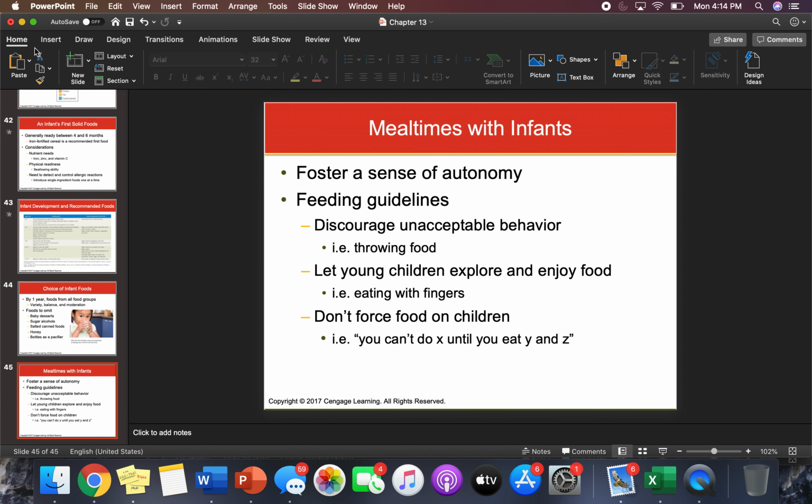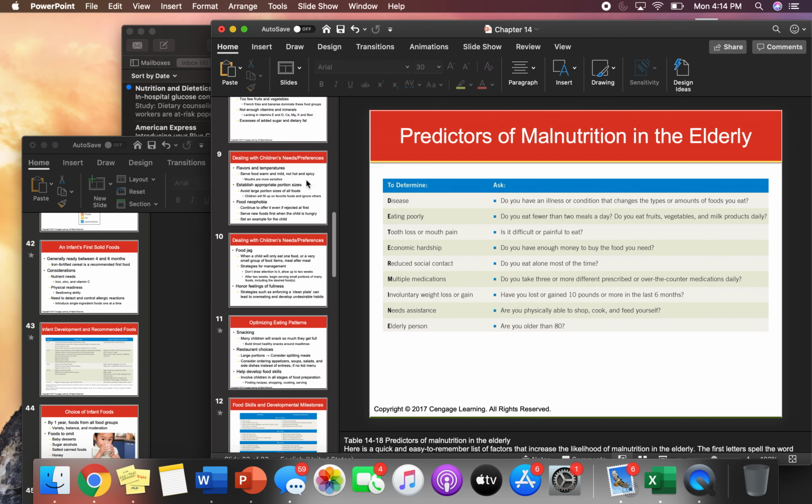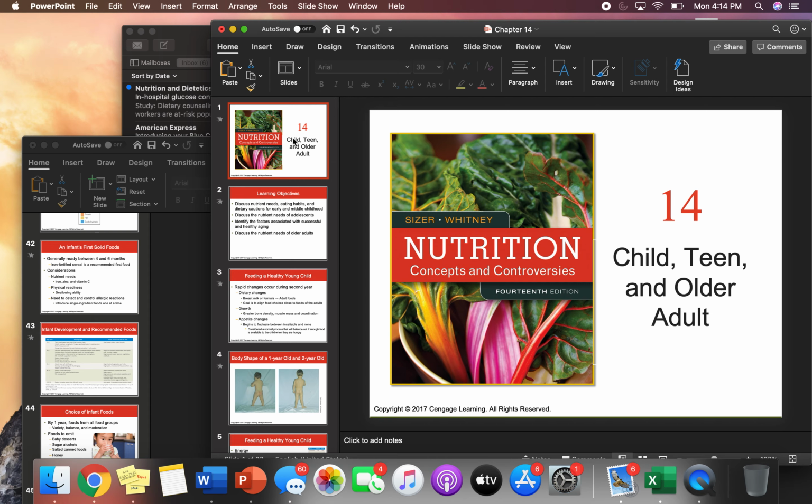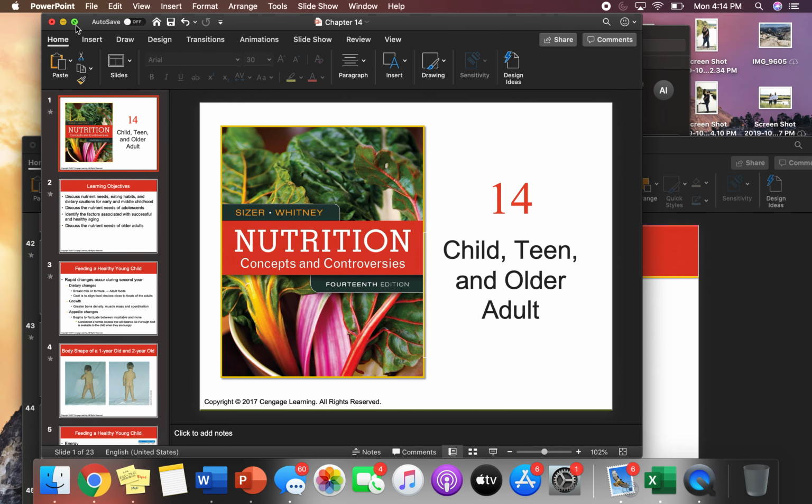That brings us to the end of chapter 13. So now I'm going to exit out of this and let's see if I can grab chapter 14 here. Chapter 14 is going to be a little bit shorter. It is going to be 25 slides, I believe.